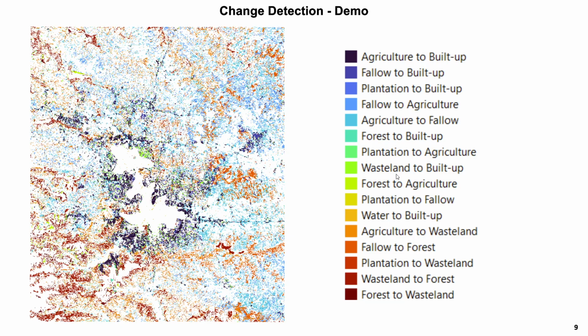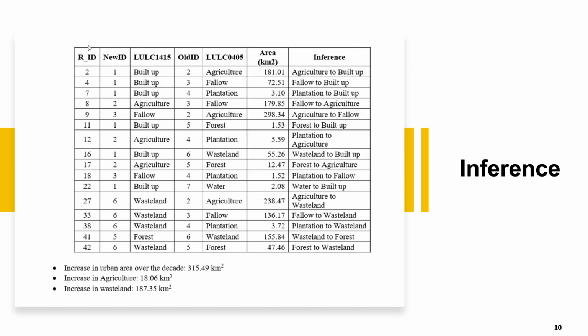So these are some of the things which you need to keep in mind. And once we do the change detection, we need to arrive at an inference something like this. This is your reference class, your first land use, and this is your new class after 10 years. So your agriculture has become built up. That is what this means. So old ID is agriculture and new ID is built up.